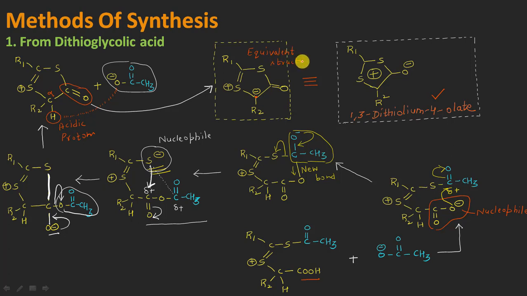So it will not matter whether we are drawing the structure of our 1,3-dithiolium 4-olate in this way or in this way, right? So in this way, we can synthesize our mesoionic target molecule starting from the dithioglycolic acid, right? So this was the first method of synthesis.